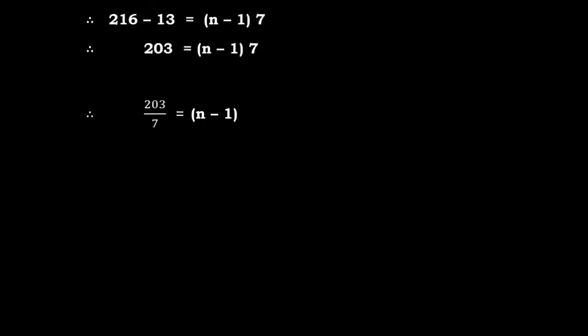So we can divide 203 by 7, you will get 29. So n minus 1 is equal to 29. Therefore, n is equal to 29 plus 1, that is equal to 30. So we have the first answer, student: the number of terms is equal to 30.